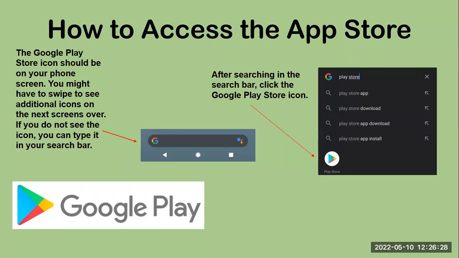How to access the App Store. The Google Play Store icon should be on your phone screen. You might have to swipe to see additional icons on the next screens over. If you do not see the icon, you can type it in your search bar. After searching in the search bar, click the Google Play Store icon and you'll be able to access the App Store.